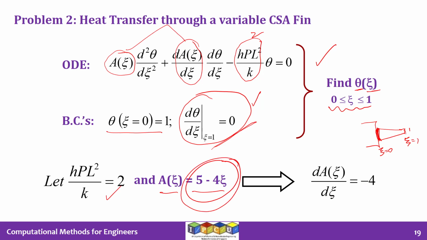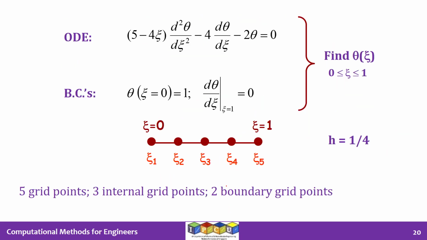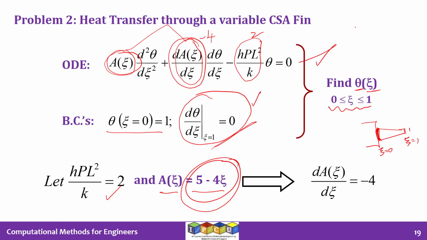For this A of psi, dA by d psi will be equal to minus 4 because if you take this and you differentiate it once with respect to psi, you're going to get minus 4. So this term is going to be minus 4 because this is dA by d psi. This is going to be 5 minus 4 psi. So with all these features incorporated, the ordinary differential equation is this. A of psi is replaced by 5 minus 4 psi, dA by d psi is replaced by minus 4, and hPL squared by K is replaced by 2. So this equation becomes this.